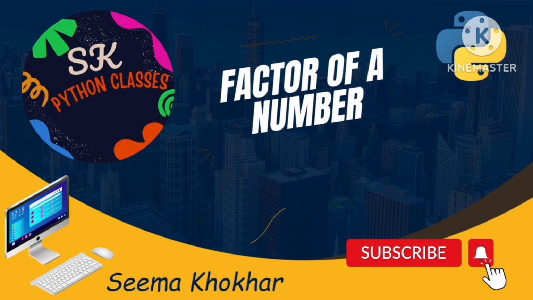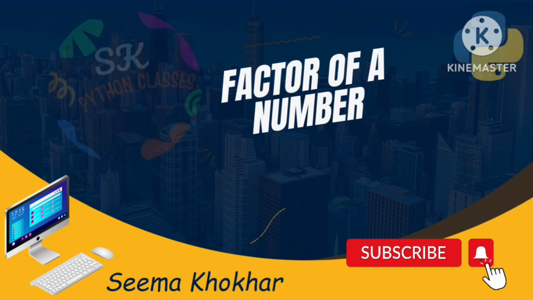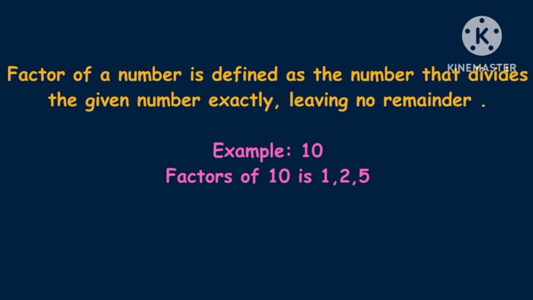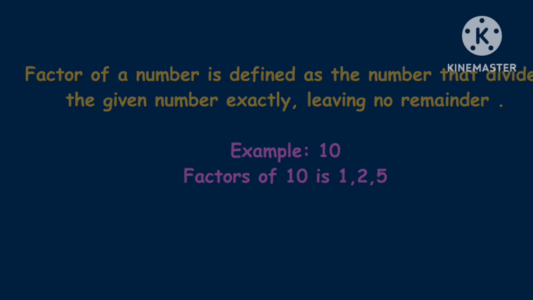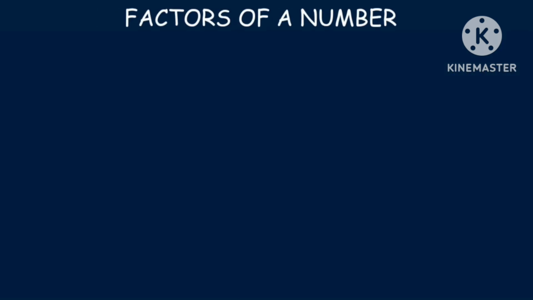In this video we will see how to calculate the factors of a number. First we will see the definition of a factor. A factor is a number that divides the given number leaving no remainder, that is, the remainder should be 0. For example, 10 divided by 1 is divisible, so 1 is a factor. 10 divided by 2 is also a factor of 10. 5 is also a factor of 10.